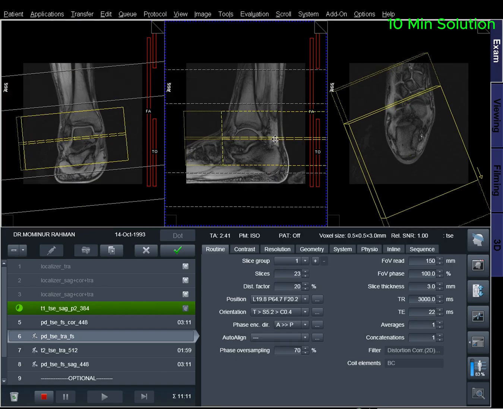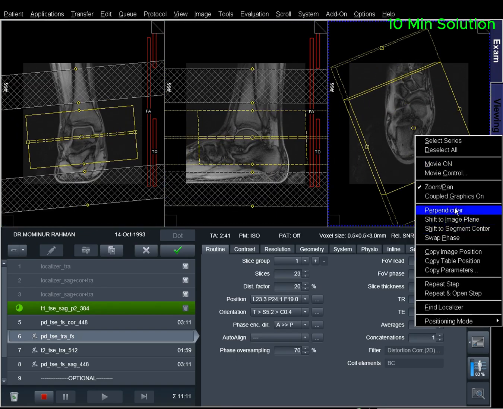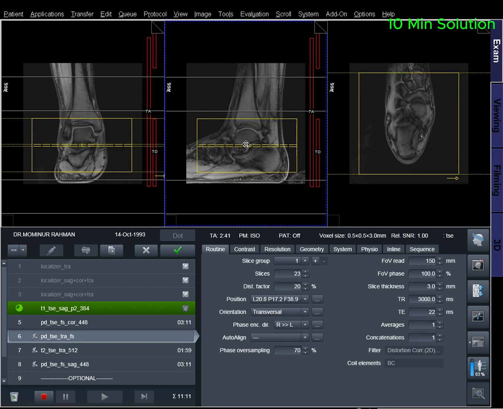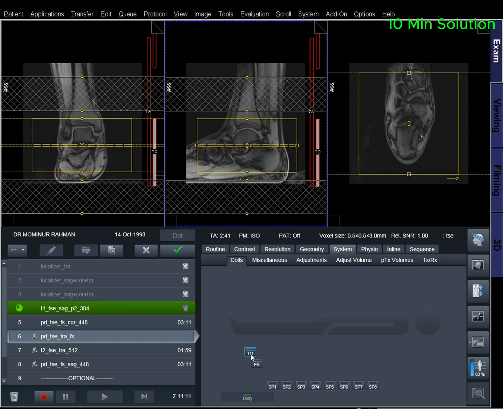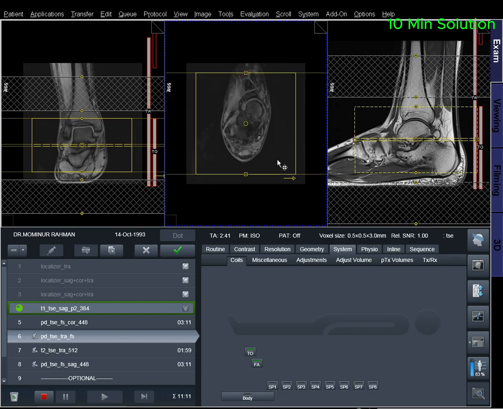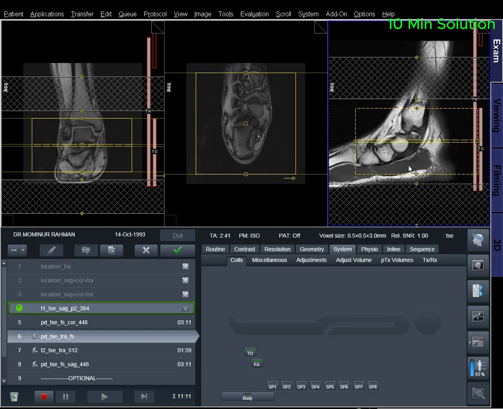PDTSE axial 3 mm. Plan the axial slices on the coronal plane and angle the positioning block parallel to the tibio-talar joint. Check the positioning block in the other two planes. An appropriate angle must be given in the sagittal plane, parallel to the tibio-talar joint.